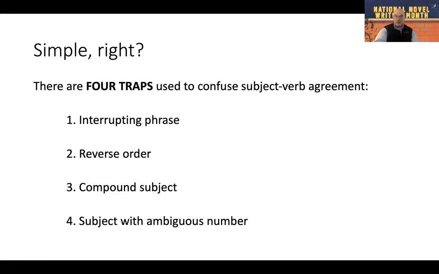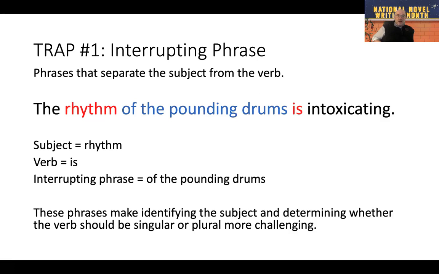So we're going to take these one at a time, and we'll look at how to correct for errors in each one of these. So trap number one is the interrupting phrase. And what we mean by this is just anything that you can stick in a sentence that comes between the subject and its verb. So let's look at this sentence here. The rhythm of the pounding drums is intoxicating. Now, it would be very easy to say the rhythm of the pounding drums are intoxicating, right? That sounds perfectly fine, right?